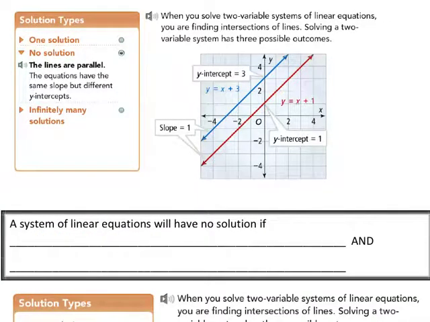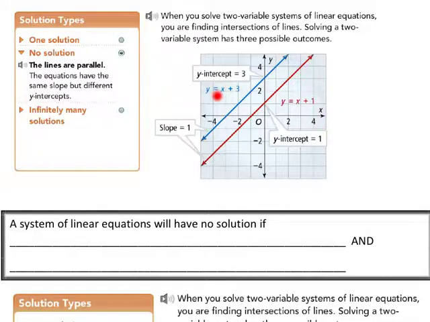Another scenario is when you have two lines in a graph that are parallel. If the lines are parallel, then they'll never intersect each other. Since the answer to a system of equations is where the lines intersect, this has no solution. Now, let's talk about the equations of parallel lines.